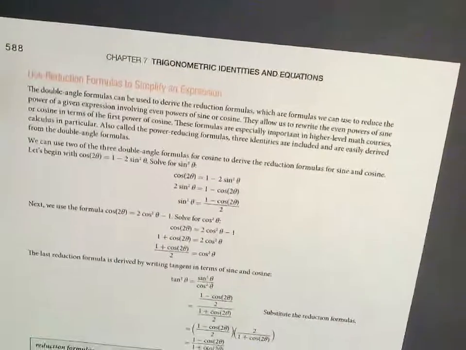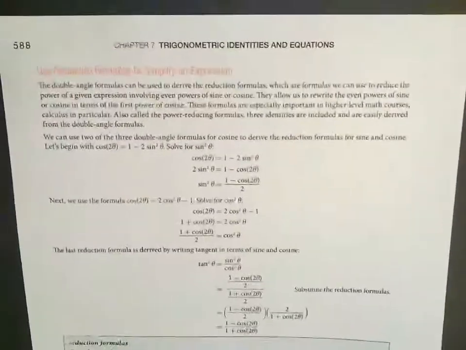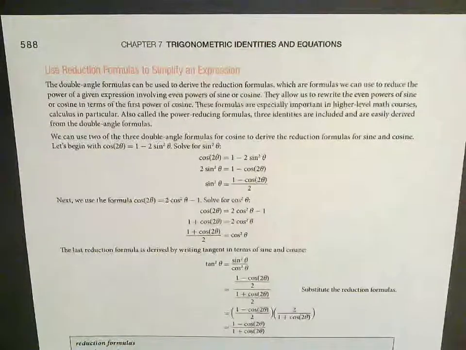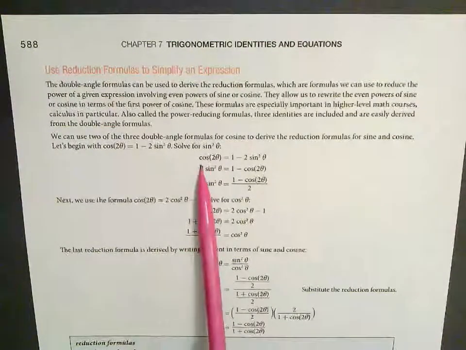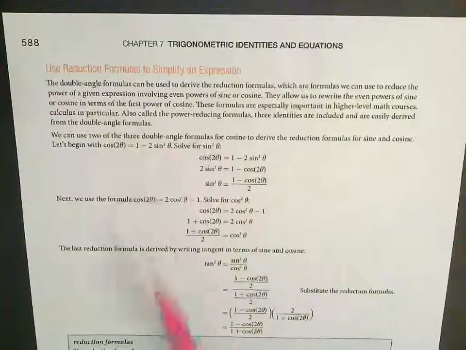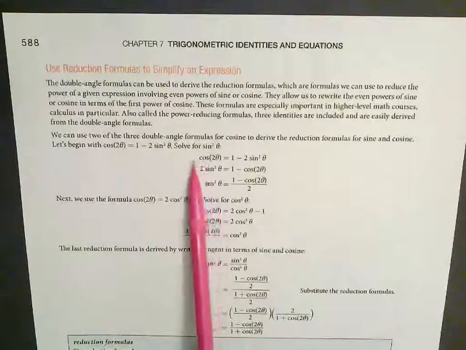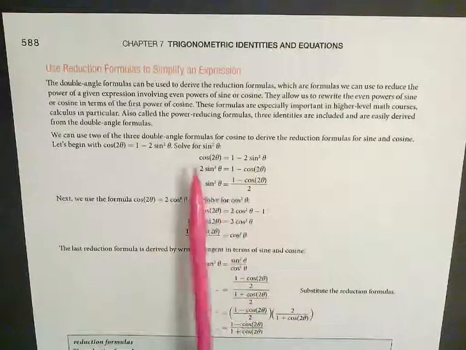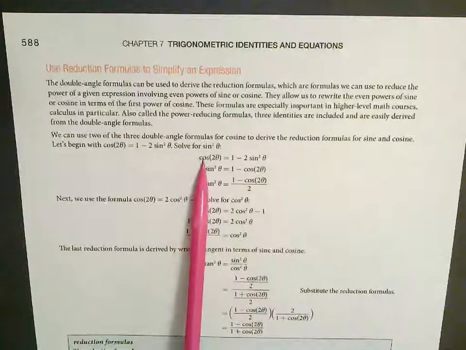If you were to look in your ebook on page 588, you will see one of the reduction formulas. This is the double angle formula for cosine of 2 theta. We're going to use it to get one of our reduction formulas.